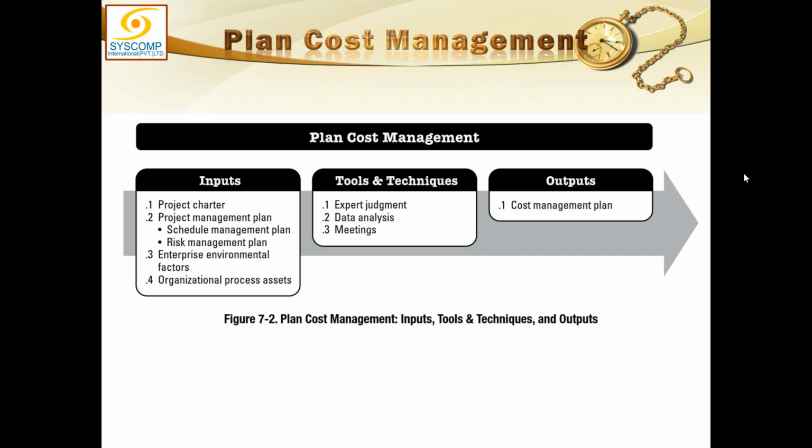Then we have enterprise environmental factors and organizational process assets. The tools are also the same. Expert judgment, data analysis, and the meetings. And as I explained earlier, the data analysis means that whatever kind of calculations and data analytical tools will be used during costing, all that are to be explained here. The choice of tools and techniques would be made, the alternatives analyzed, and the guidelines set in what condition what you have to do.